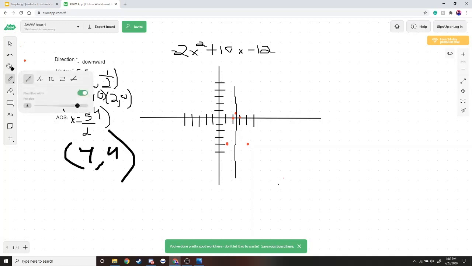Finally, what we're going to do is draw the parabola. So it goes down, it comes back up, hits the vertex, and switches directions to go back down. And you draw the arrows because it's going to continue downward forever.